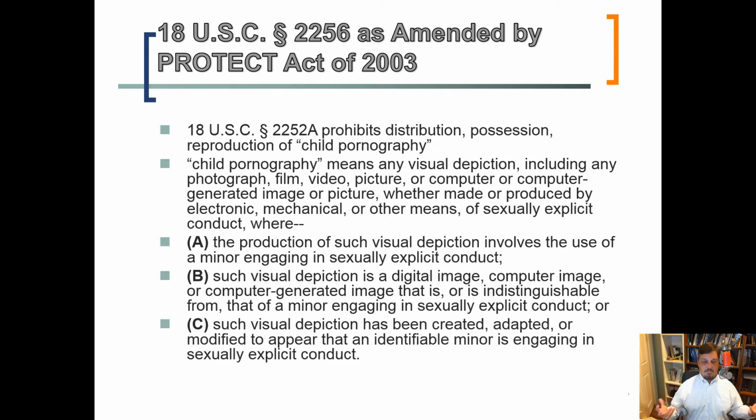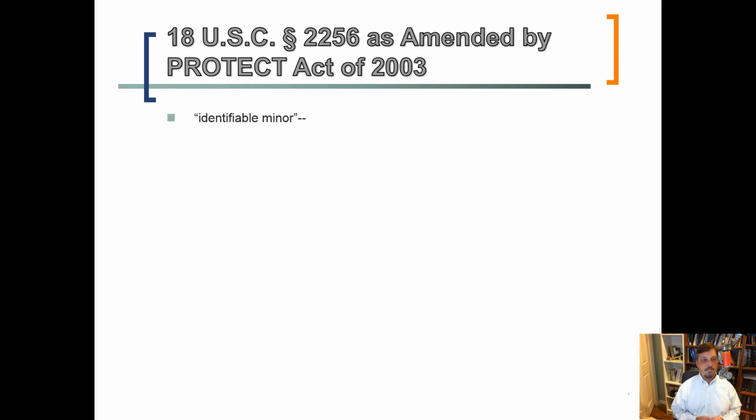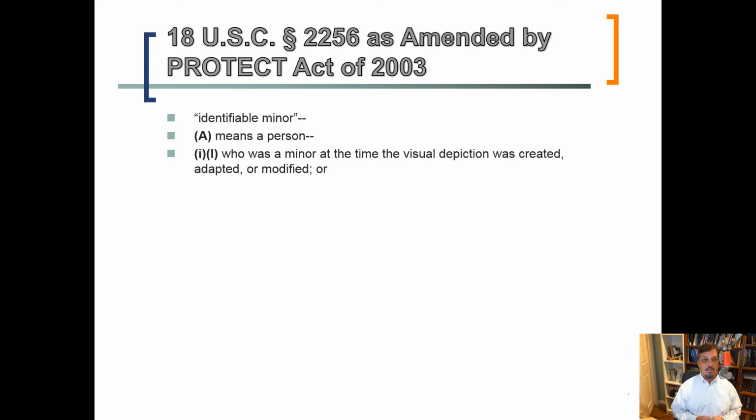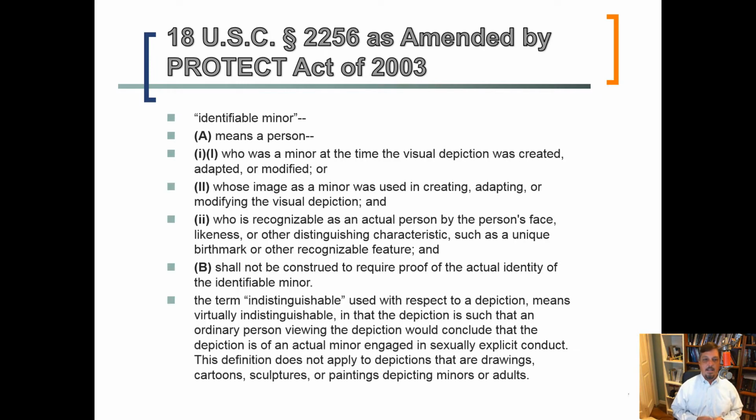And the visual depiction is created, adapted, so on, to appear that an identifiable minor, or the depiction is created so that it appears to be an identifiable minor. And this is really getting at this idea of morphing, that there is a minor, and the picture is then kind of changed to make it sexually explicit. The statute defines identifiable minor, and you can kind of look at the definition there.